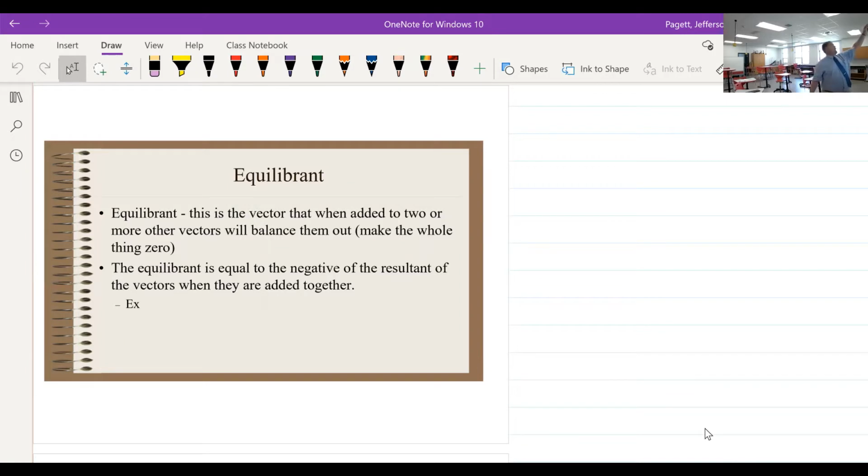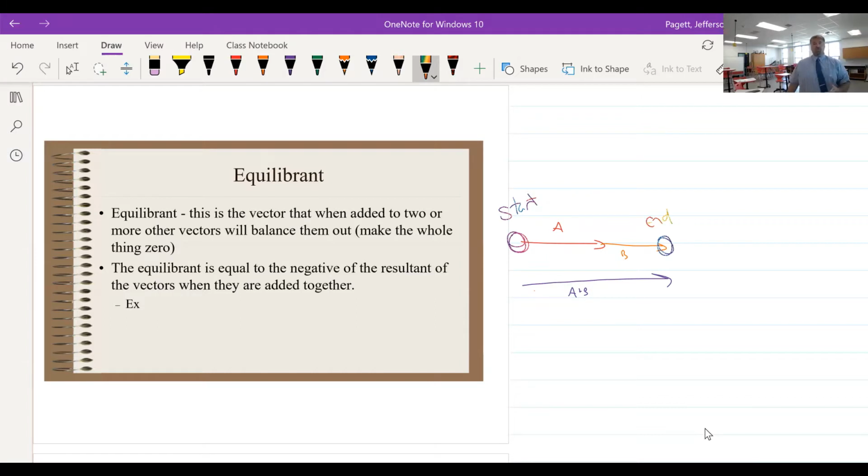Now, yesterday when we added vectors, I told you that the result of adding vectors, so if we had here's vector A and here's vector B, and if we add those together by taking this and adding them head to tail as such, this gave us the resultant. This gave you a resultant of A plus B. And the resultant always goes from the tail of the first to the head of the last. So this is where you start, and this is where you end.